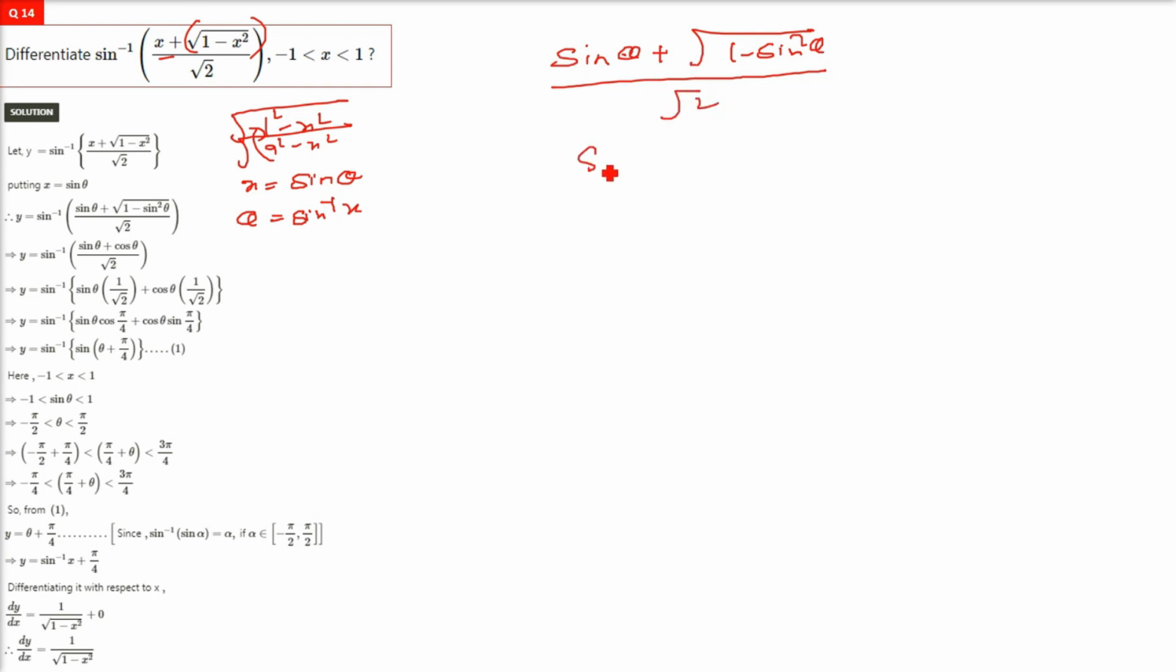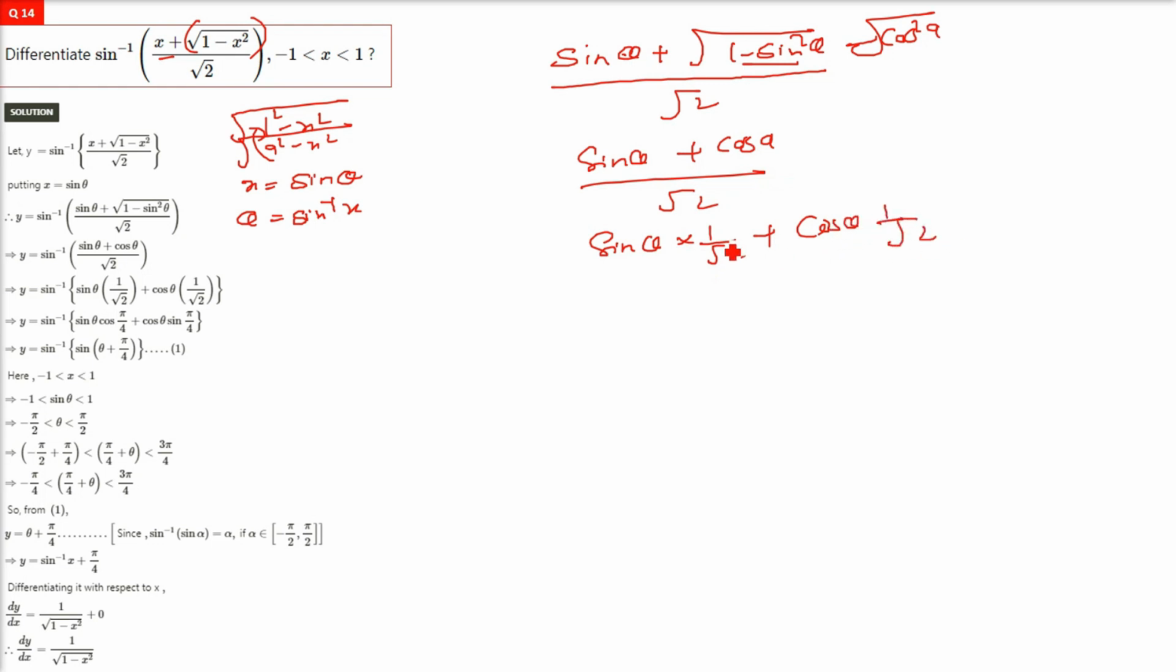Okay, sine theta and under root 1 minus sine square theta, 1 minus sine square theta is cos square theta, so cos square theta under root is cos theta only. And you have root 2 in the denominator, so sine theta, this is root 2, so this is 1 by root 2 plus cos theta, this also 1 by root 2. Now you can take this first one as cos pi by 4, second one is sin pi by 4, because sin pi by 4, cos pi by 4, sin 45 degree, cos 45 degree, they are 1 by root 2, they are the same number.